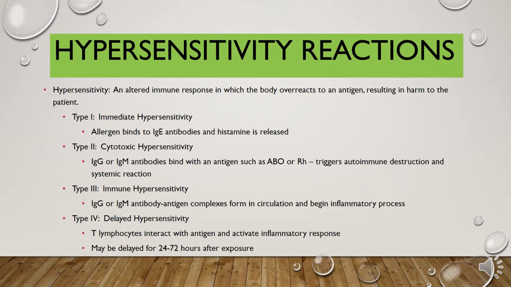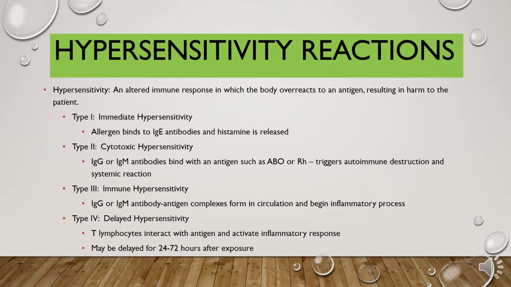And then lastly, type 4 is delayed hypersensitivity. So T lymphocytes interact with the antigen and activate the inflammatory response. This can be delayed for 24 to 72 hours after exposure. So some causes of this, I apologize, are chemicals or plants, skin tests with fungi or mycobacteria, and foreign tissues.